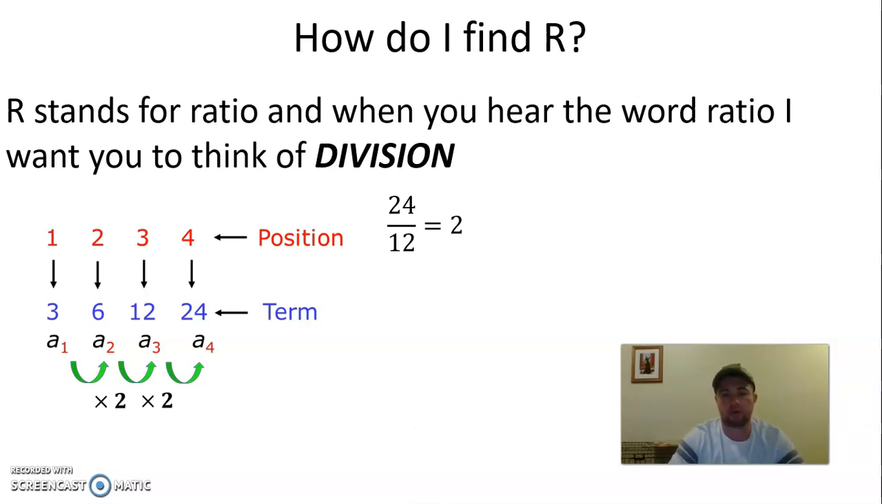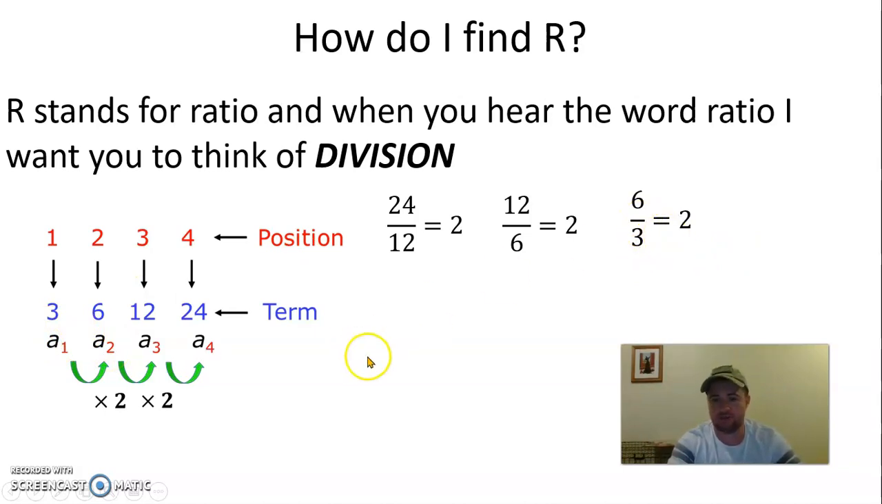Well, in order to find r, I look for this position, so my fourth position, and I'm going to divide it by my third position. 24 divided by 12 is 2. Now I'm going to look at my third position, and I'm going to divide it by my second position. 12 divided by 6 is 2. Now I'm going to look at my second position, and I'm going to divide it by my first position. 6 divided by 3 is 2. So that's how we get our ratio of 2.